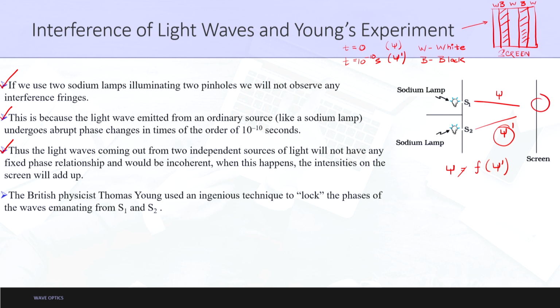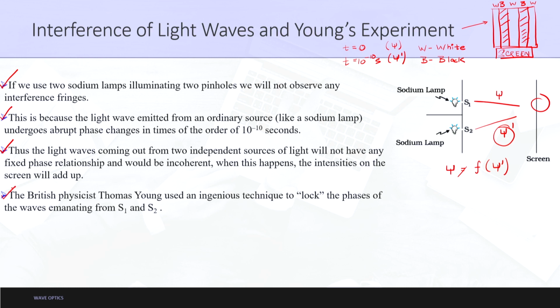Okay. So because we can't see any interference fringes here, Thomas Young did an experiment. Because no interference fringe was being formed, further analysis and research were done, and finally it was found. So let me first conclude this slide here. The British physicist Thomas Young used an ingenious technique to lock the phases of the waves emanating from sources S1 and S2.